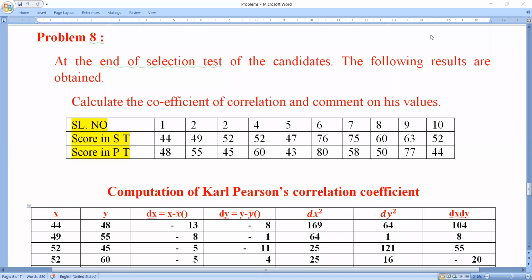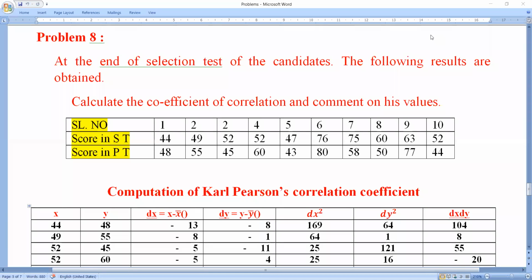In this QABD class, we are discussing problem 8. In this problem, they have given the information that at the end of a selection test of the candidates, the following results are obtained. They made the selection test, and ST and PT mean selection test and physical test. These are the scores of the students. Calculate the coefficient of correlation and comment on its value.